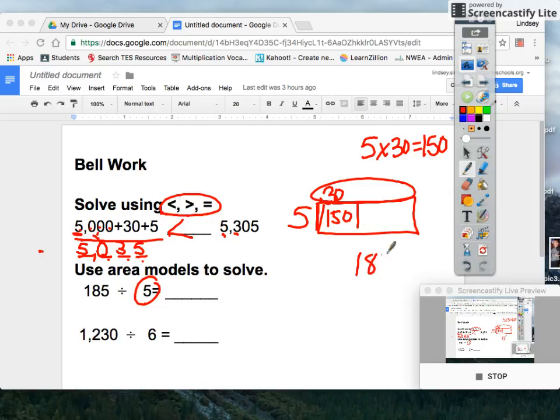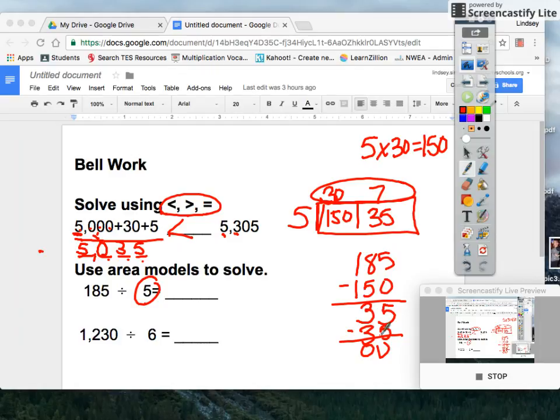So I have 185 minus 150. So we just knocked out 150 of our goal. We have to get to 185. 5 minus 0 is 5. 8 minus 5 is 3. So we have 35 left. How many fives are in 35, Sherry? 7. 7 times 5 is 35. So we just got rid of all 185.